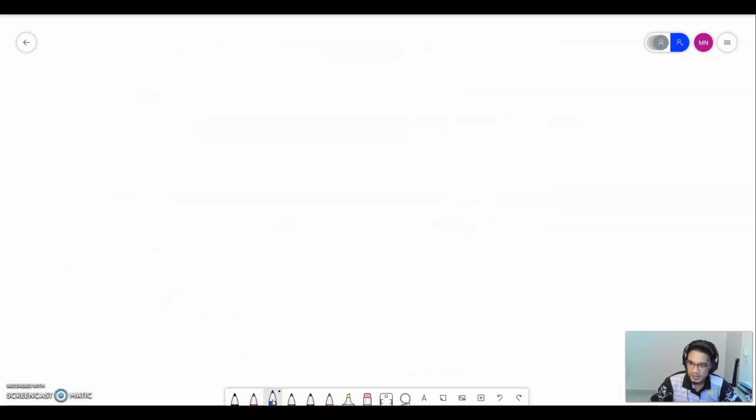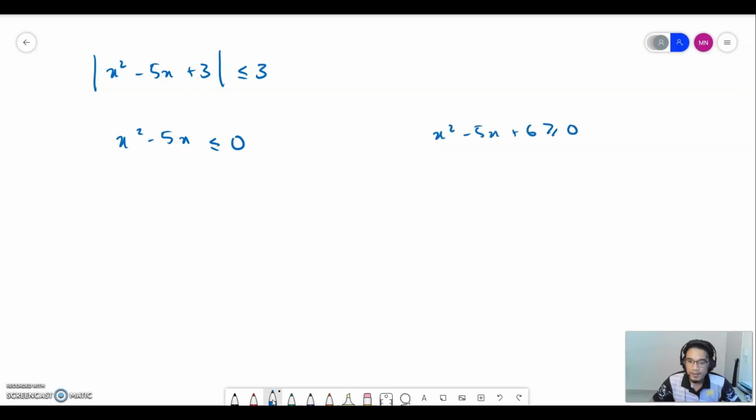Okay, another example is modulus x squared minus 5x plus 3 less than or equal to 3. Okay, so we now break it into positive and negative part. So we should have x squared minus 5x less than or equal to 0. And we have x squared minus 5x plus 6 bigger than or equal to 0. So this is a modulus inequality that is less than, so less than makes the relationship between the positive and negative part an AND, with symbol AND. So now we factorize. We have x times x minus 5 less than or equal to 0.